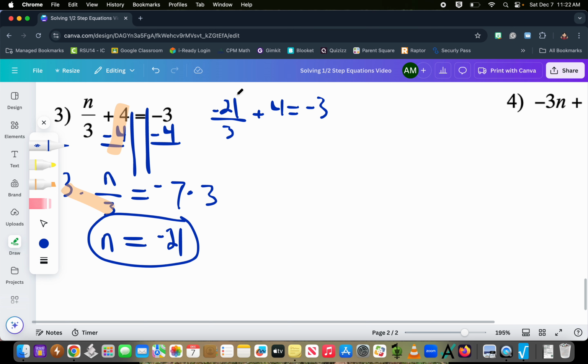So if I start here, negative divided by a positive is a negative. So I have negative 7 plus 4 equals negative 3.